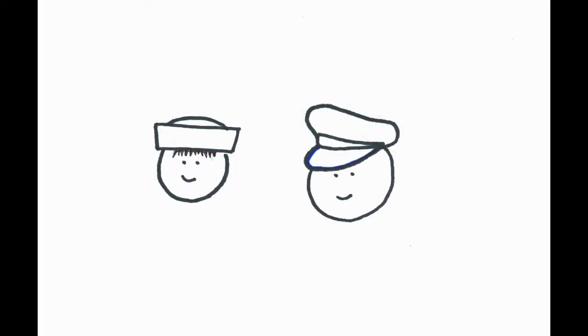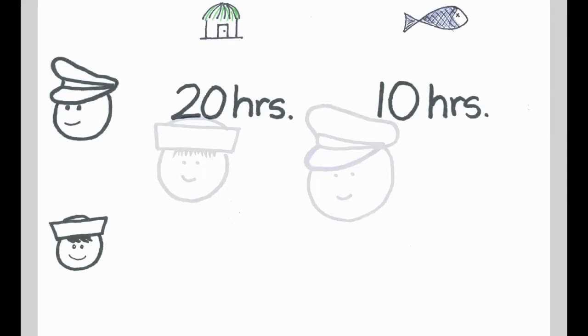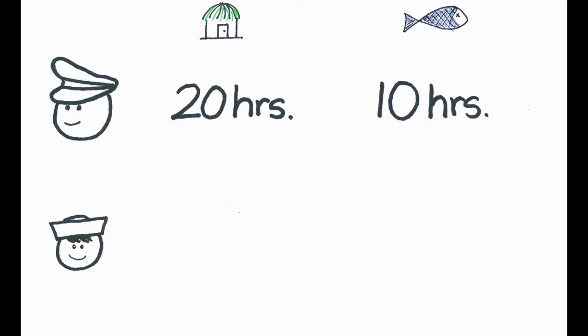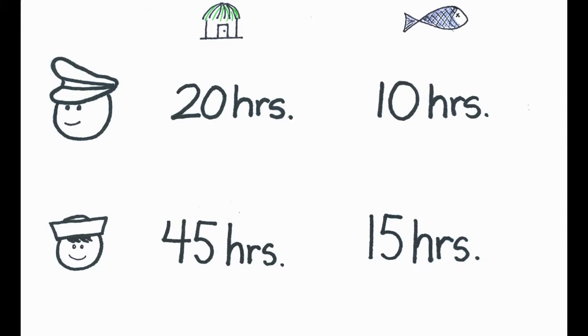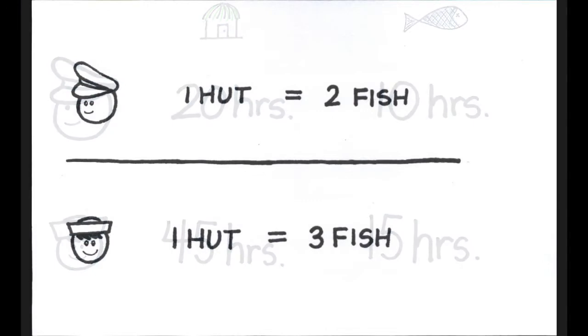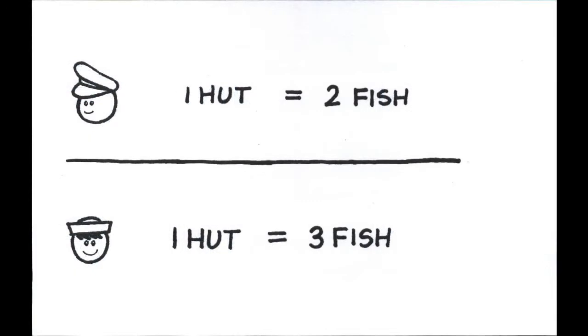Consider the opportunity cost of each of our two producers of building a single hut. For Skipper, a hut requires 20 hours, but a fish dinner requires 10 hours. Therefore, one hut equals 20 hours, which could have been used to produce two fish dinners. So Skipper's opportunity cost of producing a single hut is two fish dinners. Likewise, Gilligan takes 45 hours to build a single hut. Had he applied those same hours to fishing instead, he could have produced three fish dinners. So Skipper's trade-off is one hut equals two fish dinners, and Gilligan's trade-off is one hut equals three fish dinners.